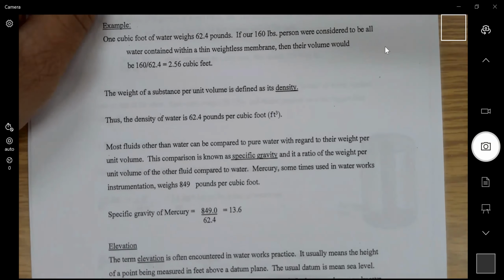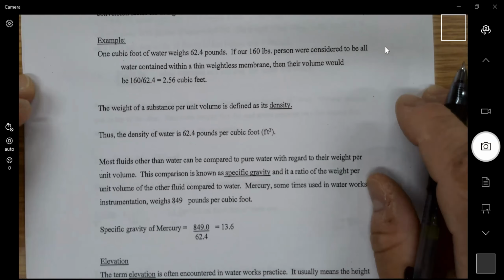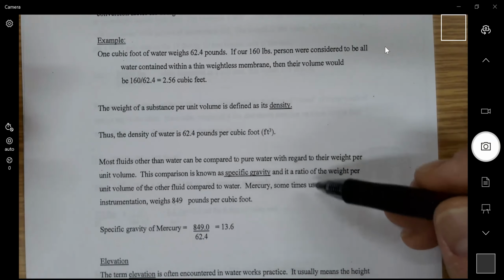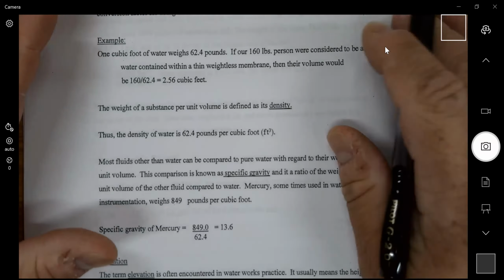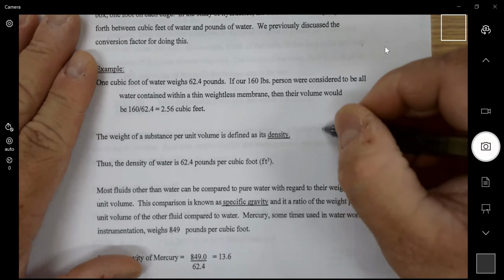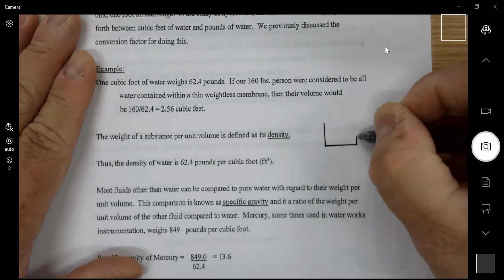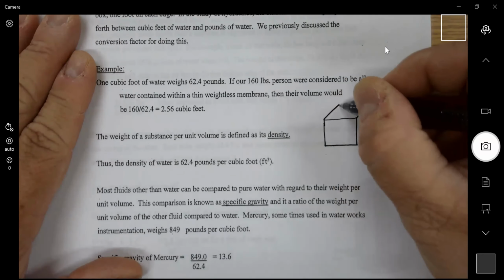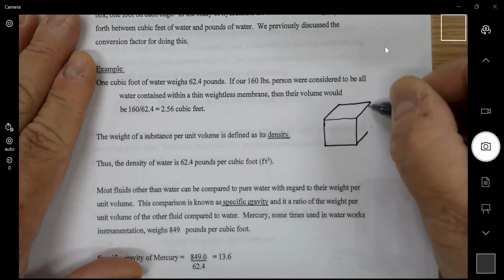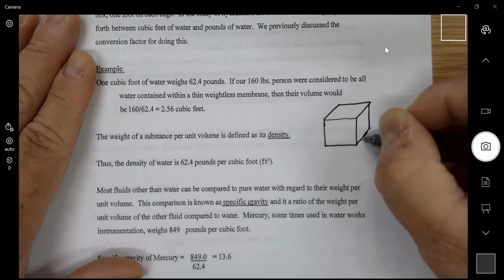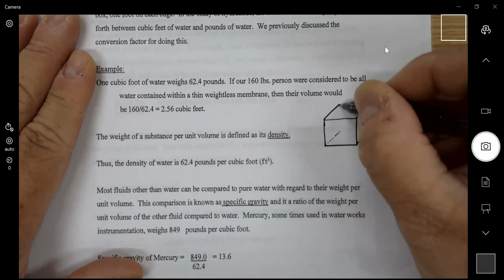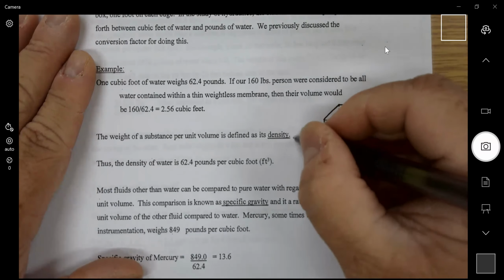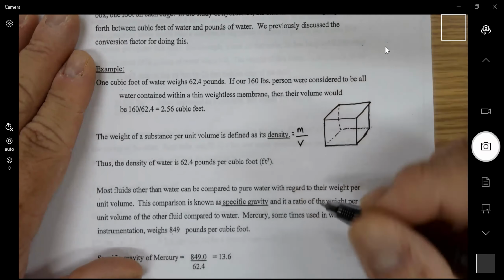So here on the next page, we have a thing called specific gravity. The thing about specific gravity is it's comparing the density of water. Well, what is the density of water? We've talked about it a little bit, but not really. First off, we measure density by measuring mass over volume. You see I'm drawing a cube here and you're probably wondering why. It's going to be a teaching tool, I promise. So density equals mass divided by volume.